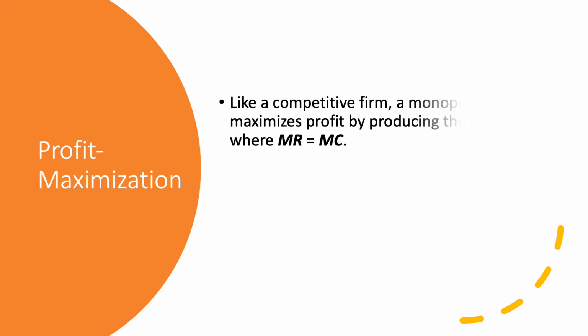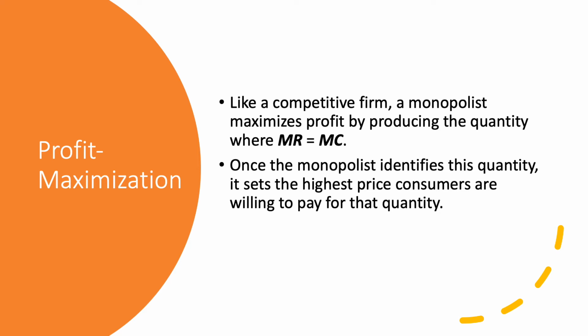Profit maximization. Like a competitive firm, a monopolist maximizes profit by producing the quantity where MR equals MC. Once the monopolist identifies this quantity, it sets the highest price consumers are willing to pay for that. Let's look at the profit maximizing point.